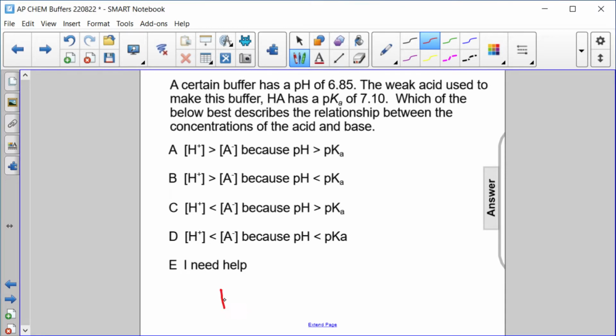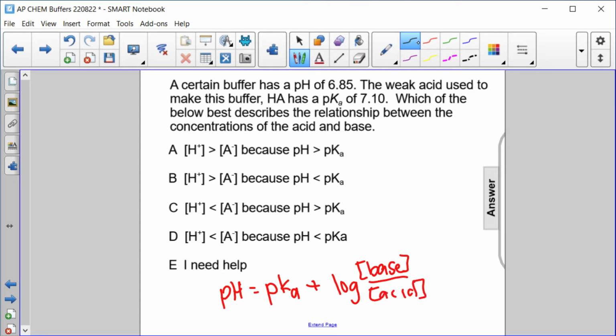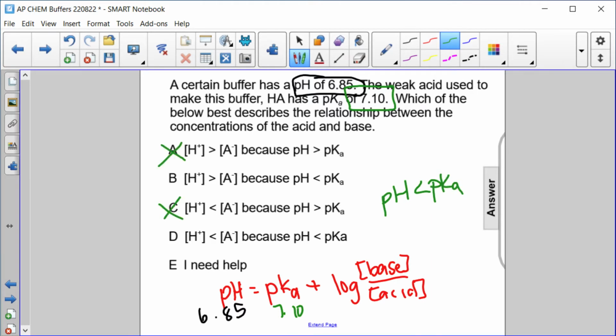So if we use the Henderson-Hasselbalch equation, pH equals pKa plus the log of the base concentration over the acid concentration. We're told that the pH is 6.85 and the pKa is 7.10. Okay, so we can already say that the pH is less than the pKa, which eliminates A and C. Now we have to determine which of these concentrations will be larger relatively.